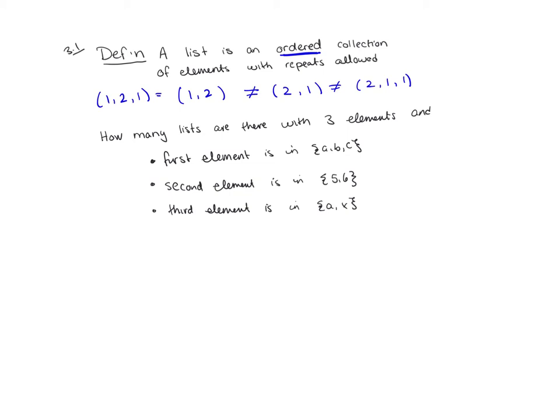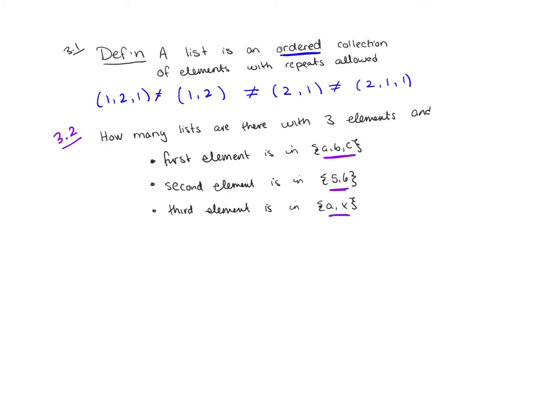Okay, so what I want to do with these lists is count them. So we're going to jump right into section 3.2 and think about how we can count the number of lists that satisfy certain properties. So I want to know how many lists are there where the list has three elements. The first element is either A, B, or C. The second element is either 5 or 6. And the third element is either A or X, something really random here.